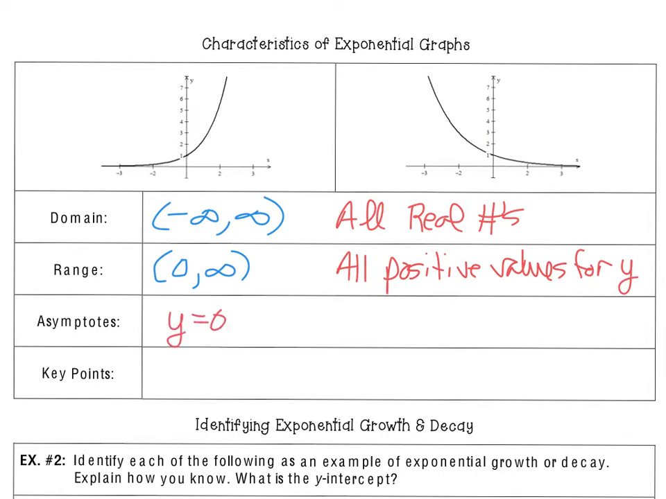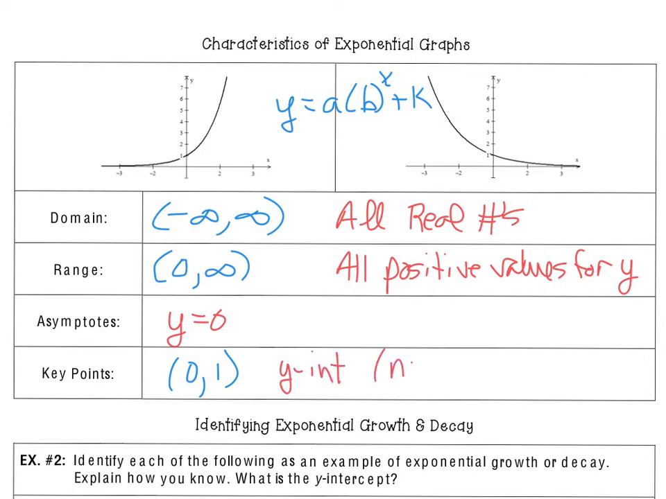Now that asymptote can move up and down. So of course, if we had y equals a times b to the x, and we added, let's say, a k out here outside the function, that k is going to move that y asymptote up or down, because if it's a minus k, it would go down. So bear that in mind. And of course, our key point that I already mentioned is (0, 1). That also happens to be the Y-intercept.